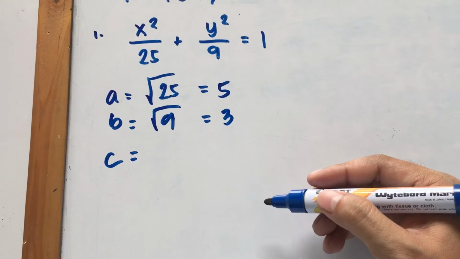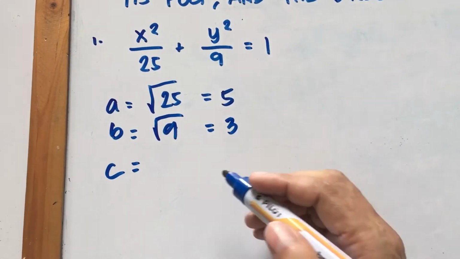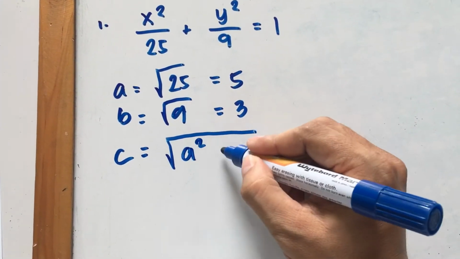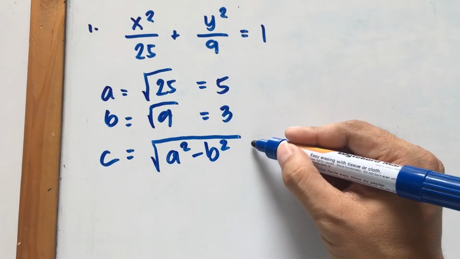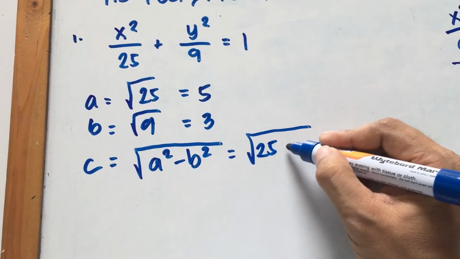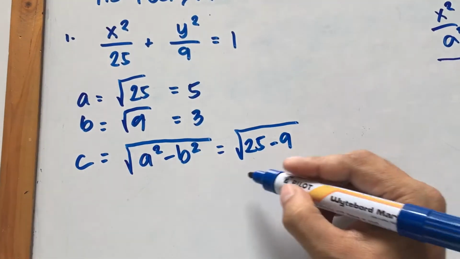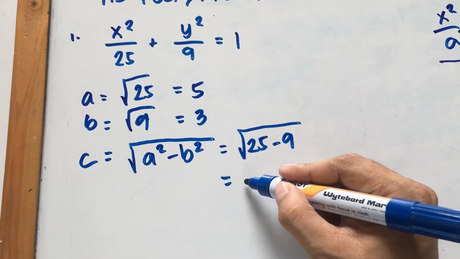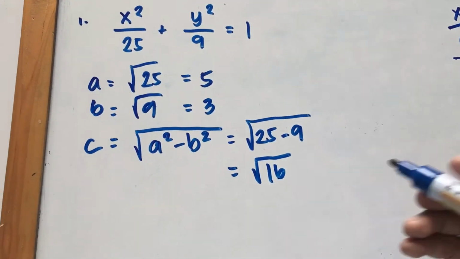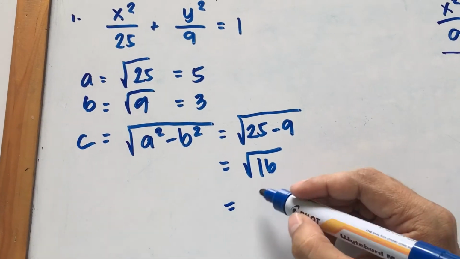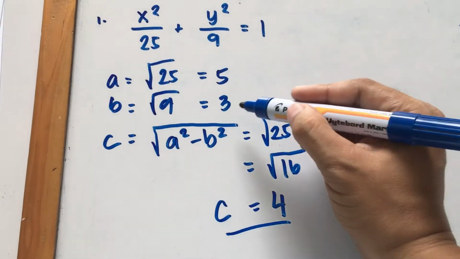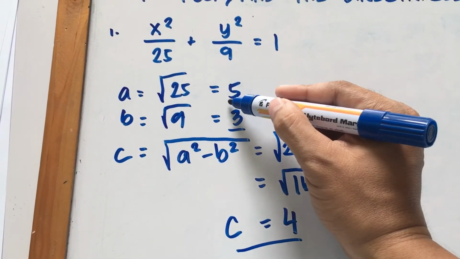That's correct. Now at this point, to solve for the value of your c, you just have to take the square root of a squared minus b squared. The value of a squared is 25, minus the value of b squared, which is 9. So that is the square root of 25 minus 9, which is the square root of 16. Now what is the square root of 16? That is equal to 4. So the value of your c is equal to 4, while the value of your b is 3, and the value of a is equal to 5.